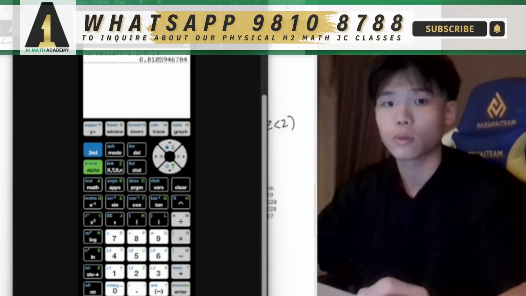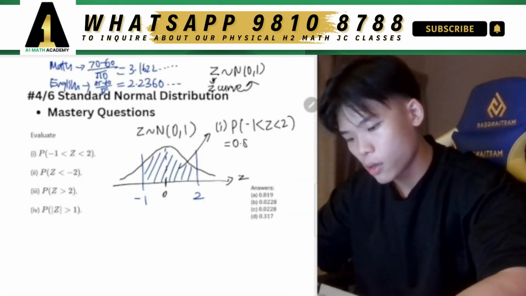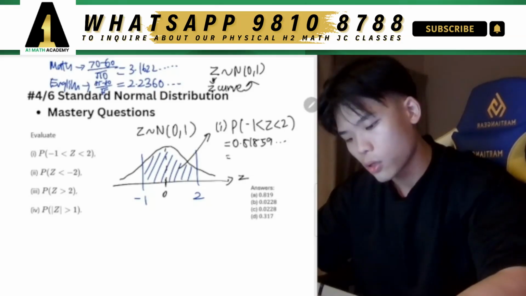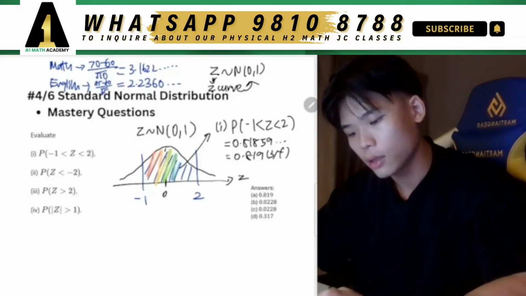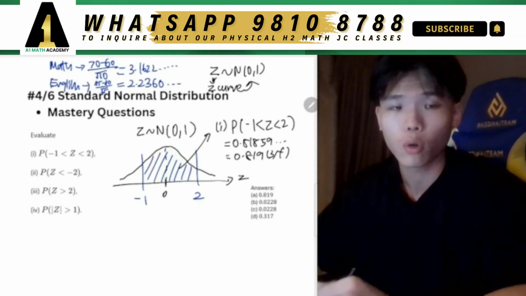0.81859. So I'm just going to come back here, 0.81859, which is 0.819 to 3 SF. That means this area is 0.819 units out of the whole entire area of 1.